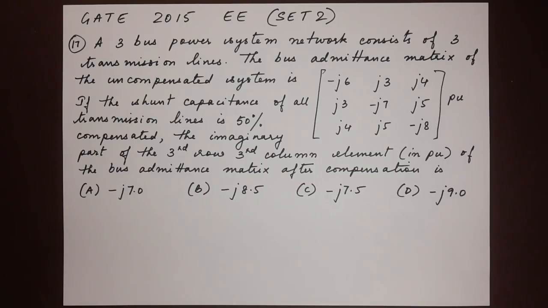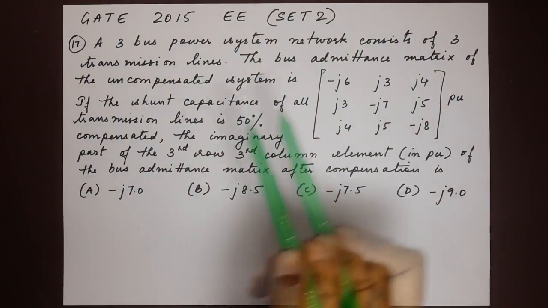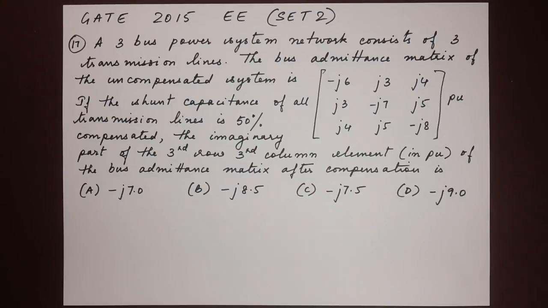Here's the next question, number 17. A 3-bus power system network consists of 3 transmission lines. The bus admittance matrix of the uncompensated system is this matrix right here. If the shunt capacitance of all transmission lines is 50% compensated, the imaginary part of the third row, third column, that would be the final element of the bus admittance matrix after compensation is, so we have our 4 options: minus j7, minus 8.5, minus 7.5 and minus j9.